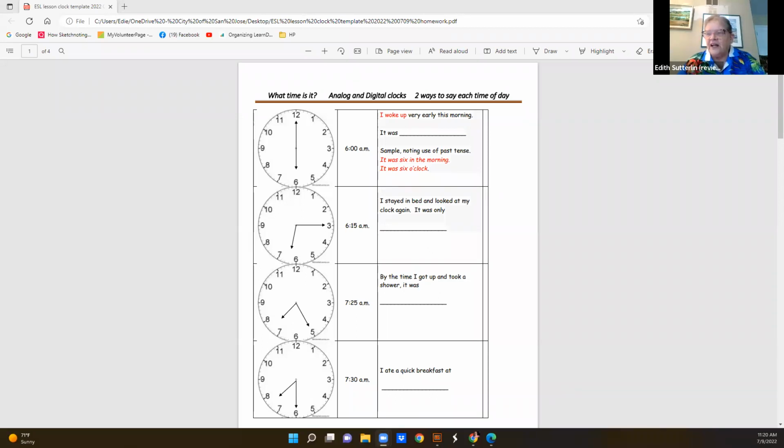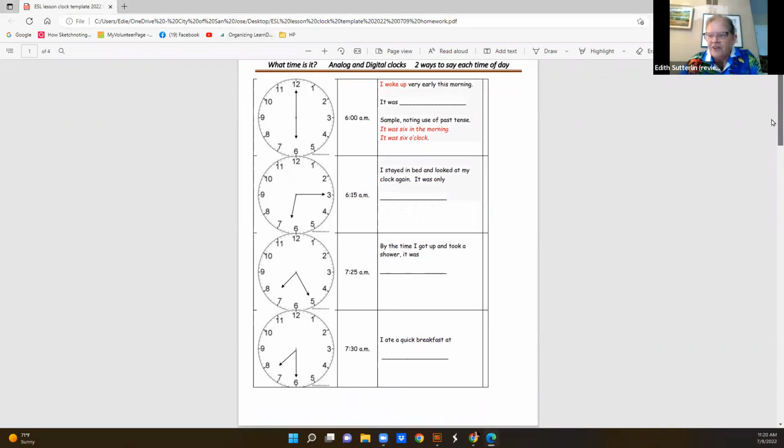What time is it? Analog and digital clocks. There are two ways to say each time of day, at least. So let's just do a listening practice. I will say the time, and then you can repeat it at home and check your pronunciation.